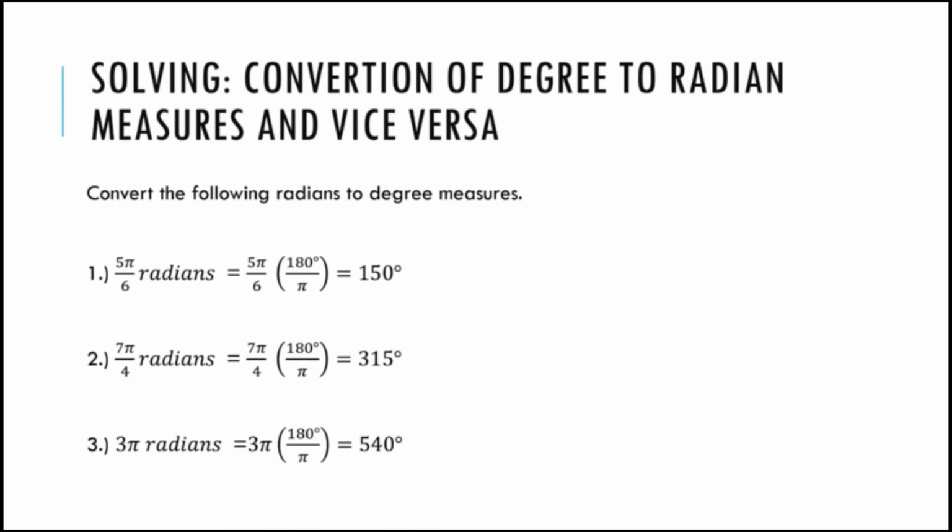For this slide, we have examples showing you how to convert radians into degree measures. Earlier, we multiplied the given by pi over 180 degrees so that we can cancel out the degree symbol. But for this type of problem where we need to convert radians to degree measures, we need to multiply it by 180 degrees over pi so that we can cancel out the pi symbols, leaving us with degree measures. So for the first example, 5 pi over 6 multiplied by 180 degrees over pi. So this will be cancelled out, and when simplified, it will give us 150 degrees.